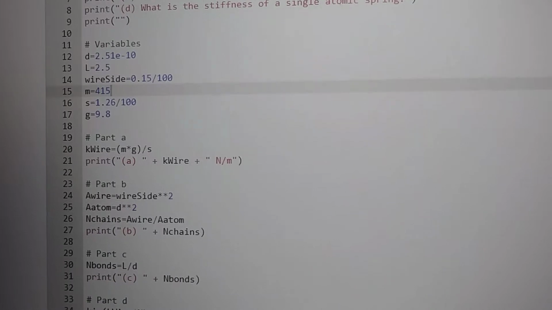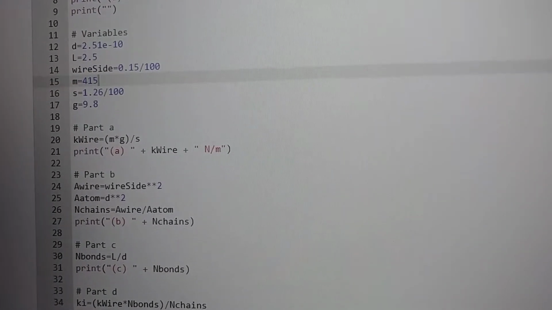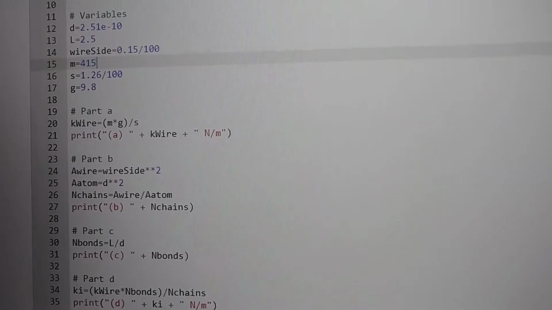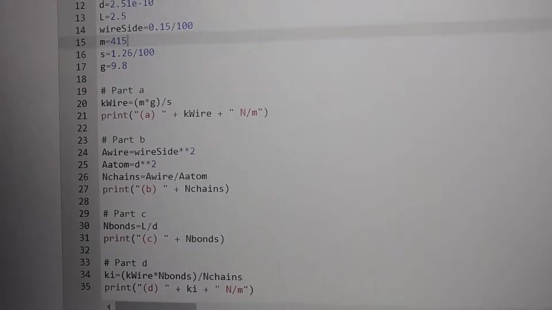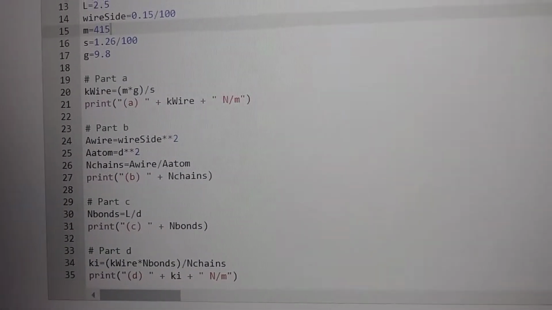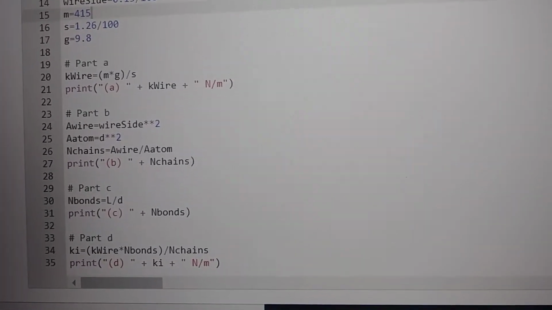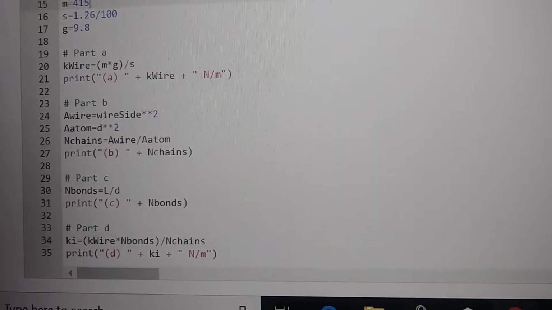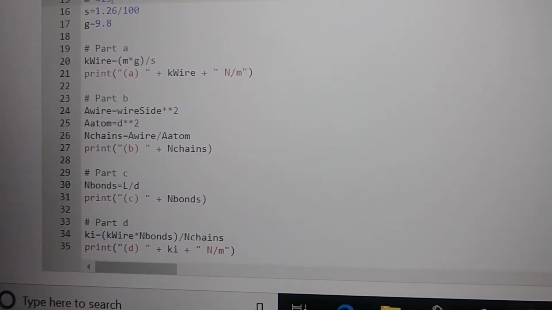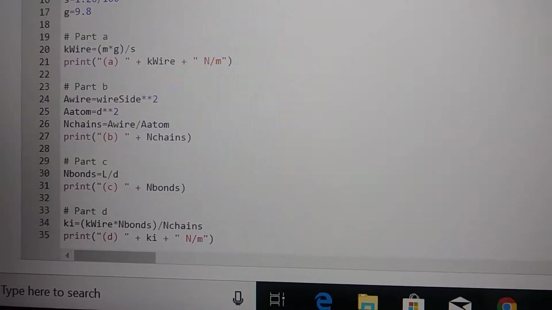First, we find the stiffness of the wire, which equals force, represented by M times G, divided by S. Then we find the surface area of the wire by squaring wire side, and the surface area of a single atom by squaring D, and then dividing the wire by the atom to find the number of atomic chains in the wire.